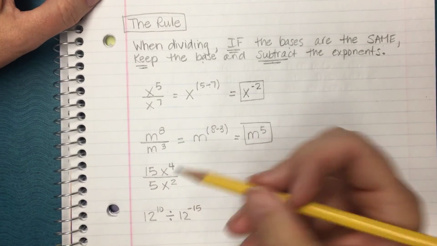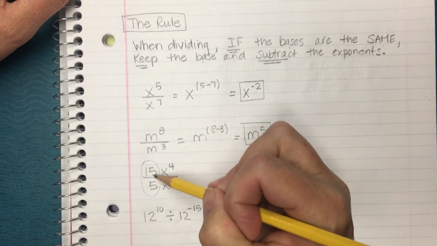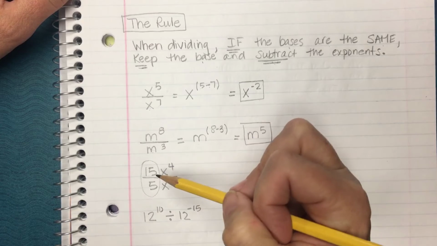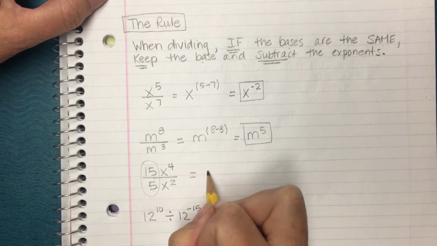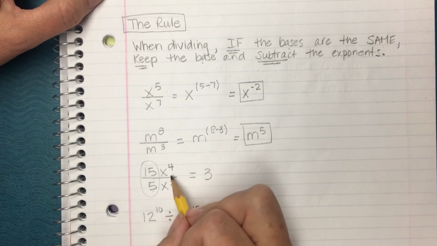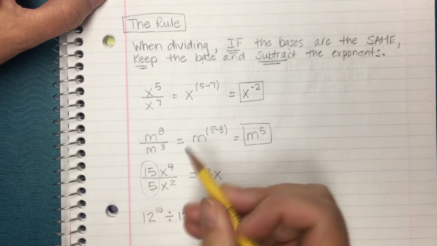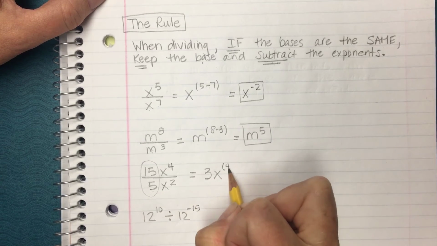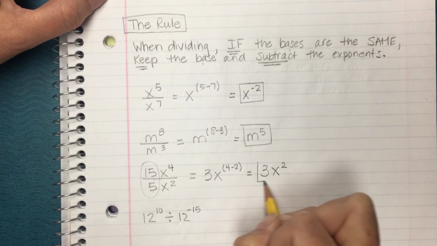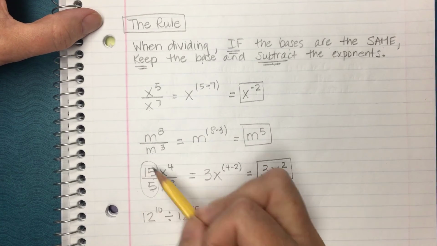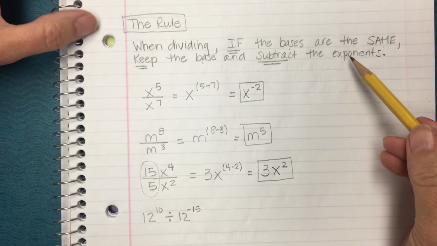Okay, so now it gets a little bit trickier. Notice that I do have numbers here that don't have exponents. So I'm actually going to do division just like normal. This is 15 divided by 5. 15 divided by 5 is 3. Now I do have exponents. Notice my bases are the same. So I'm going to keep my base of x. And then I'm going to go 4 minus 2. That simplifies to 3x to the 2nd power. So notice when I have whole numbers, I actually divide just like normal. When I have exponents, that's when I use my special rule.